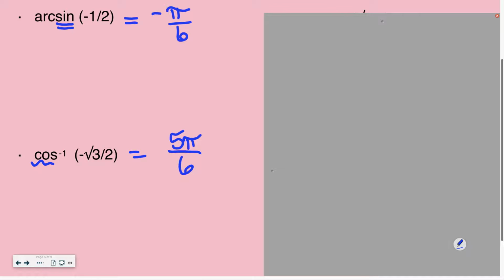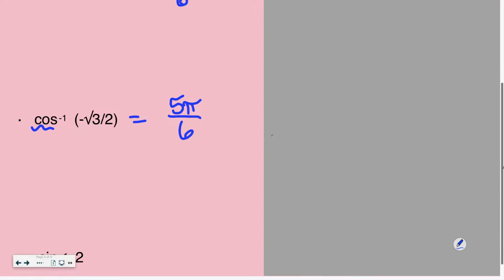Okay? Cosine is the oddball out. He's the one that's different. Okay? He wants to stand out. Inverse cosine will have answers from the first or the second quadrant.